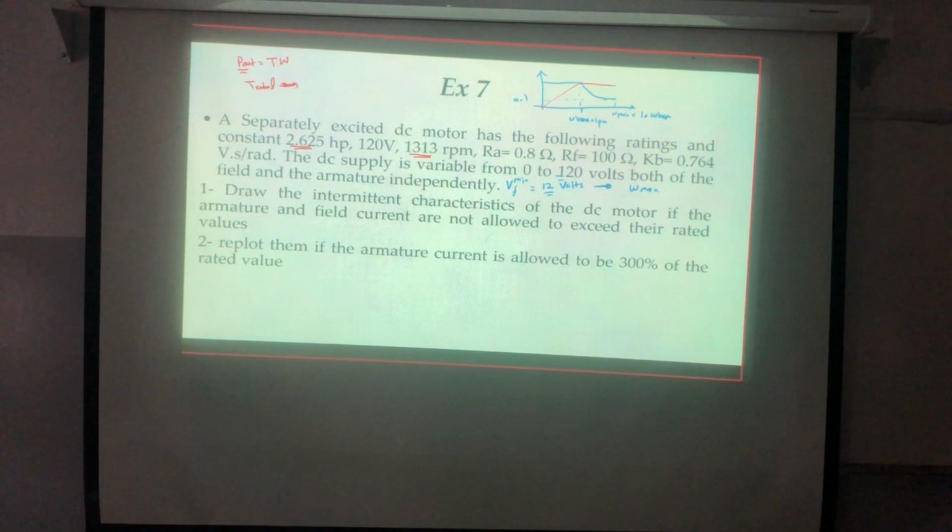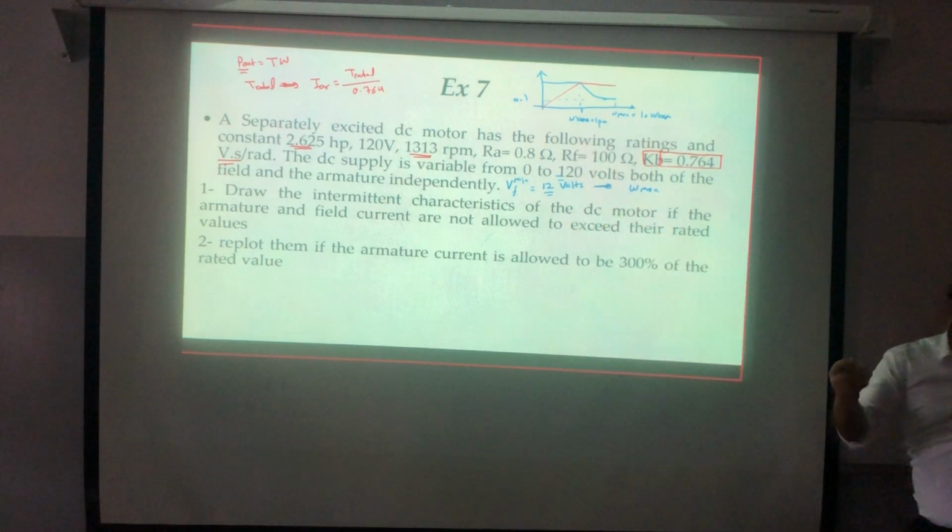And if I calculate T rated, can I calculate IA rated? Where is it? This one. Do you remember when I told you that if KB is given in volt second per rad, this actually is KT? So now here, I can calculate the rated current as T rated over KT, 0.764. So simply, if I need to find values not in per unit. In per unit, I don't need to do that. Why? Because the torque is 1 per unit, correct?